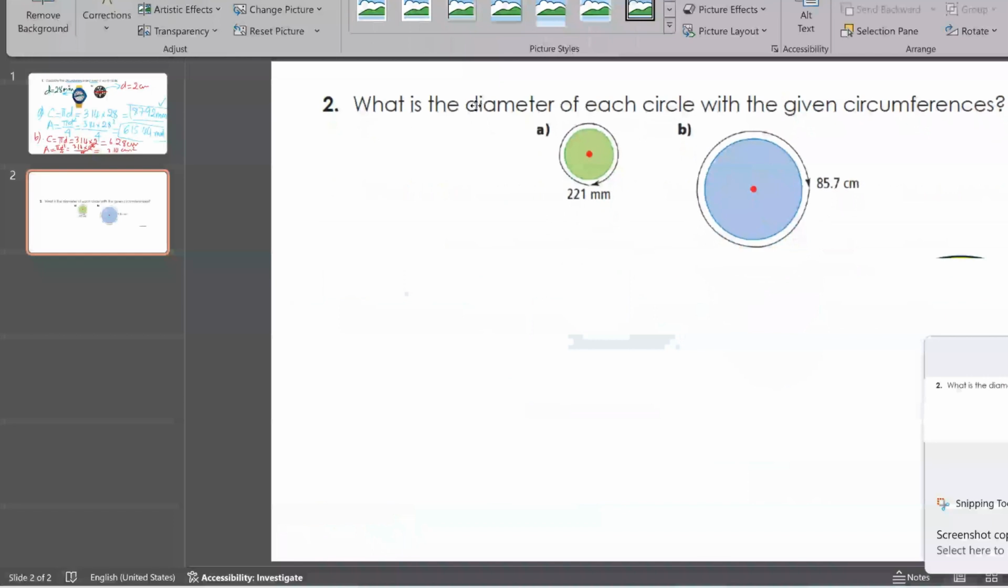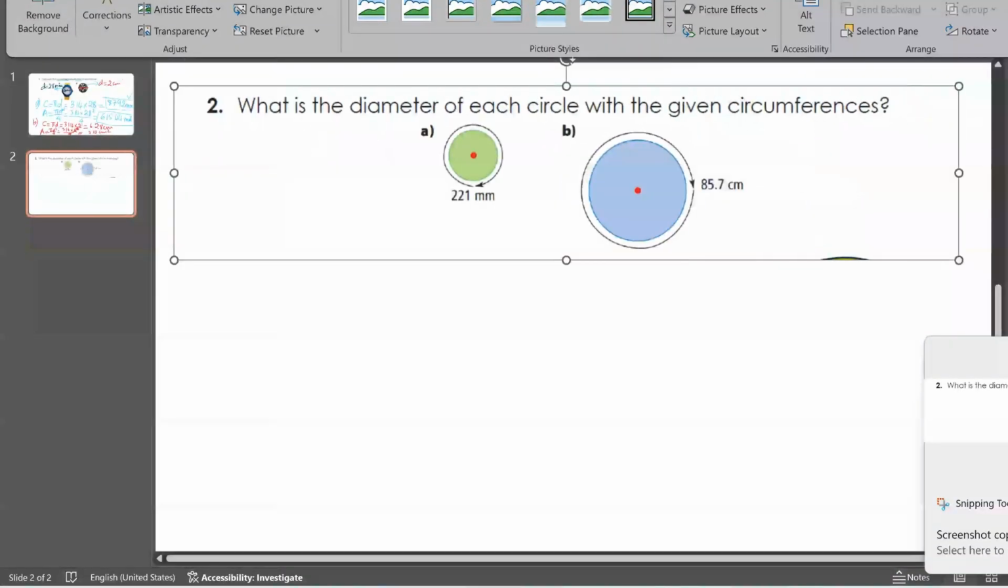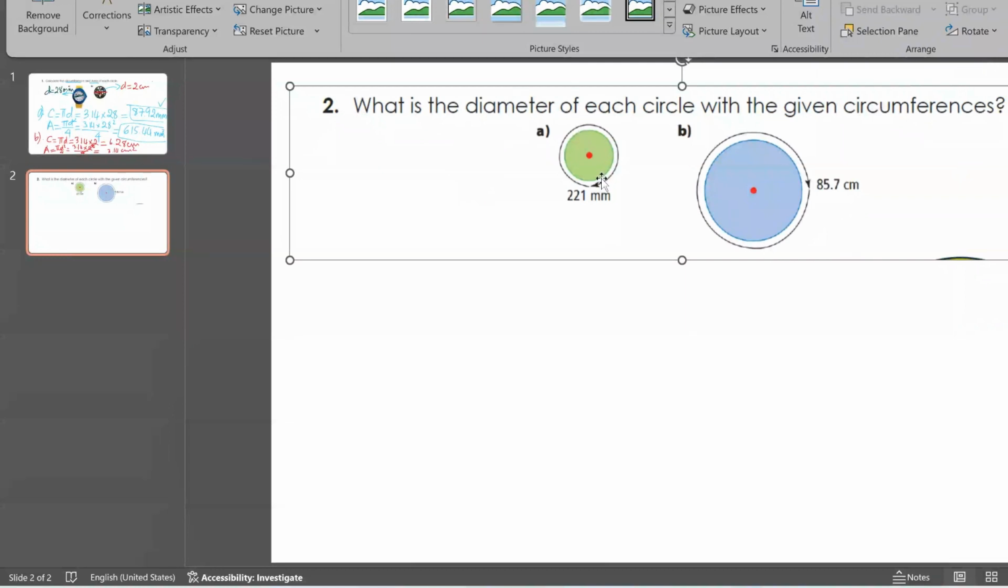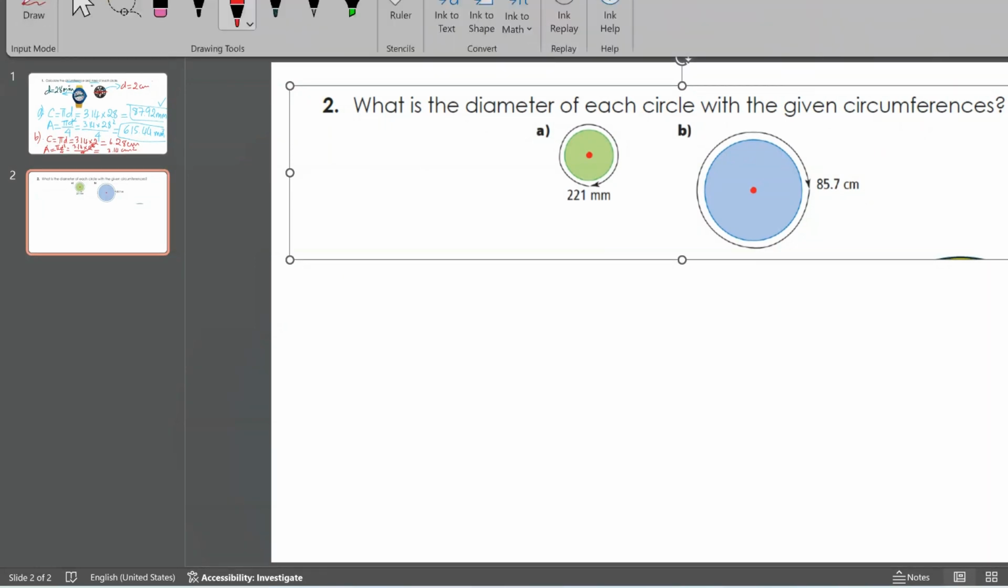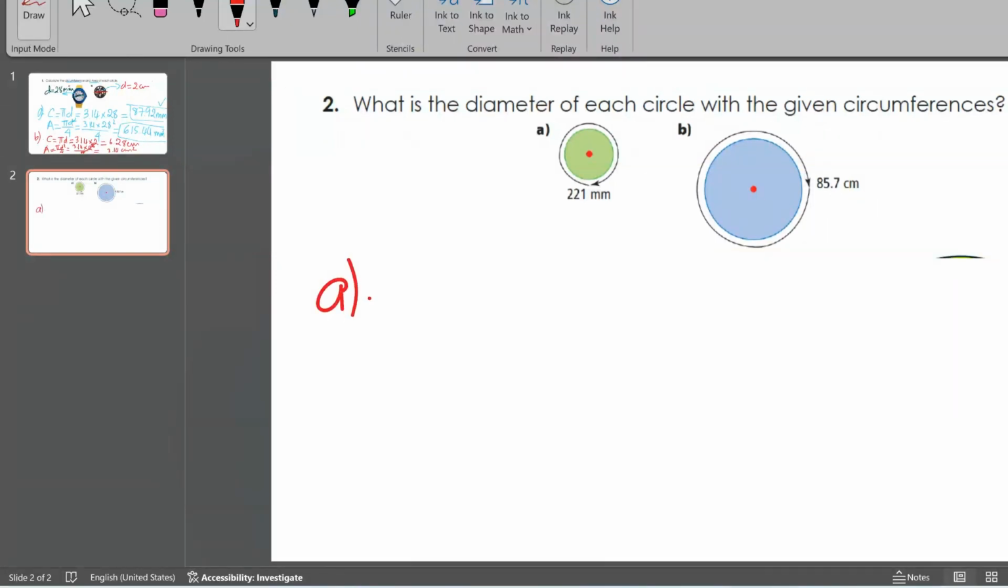Number two here. For number two, diameter was given. Oh, we are looking for diameter, with the given circumference. So I think we use the same formula. So for question A, circumference is 221, while we are looking for diameters. So we will use the same formula, which is circumference equal to pi d.